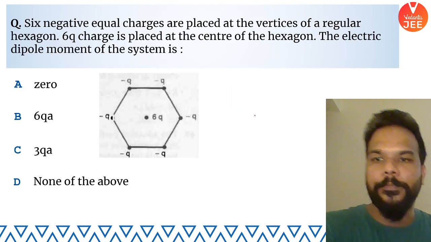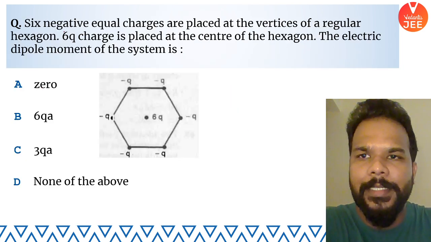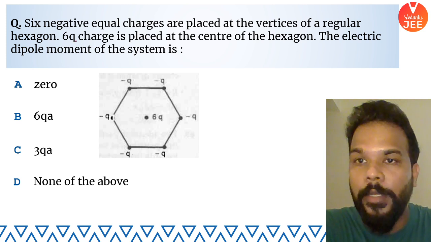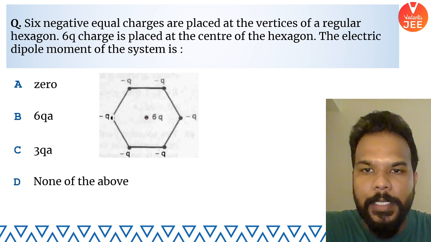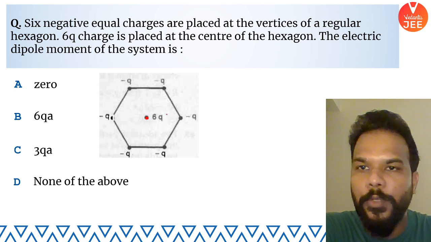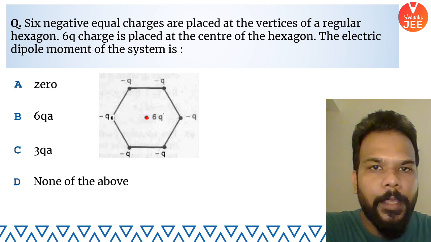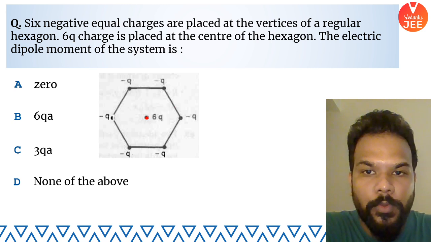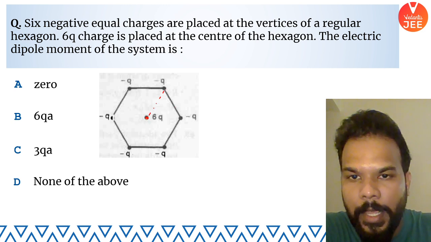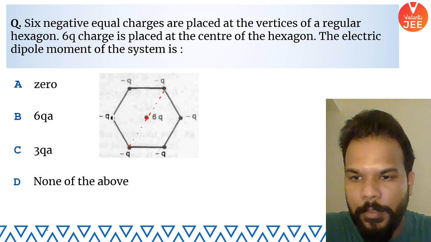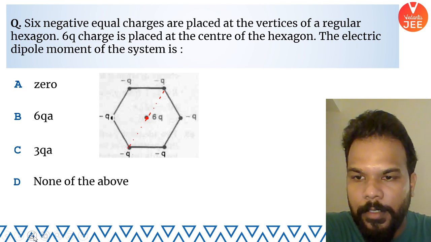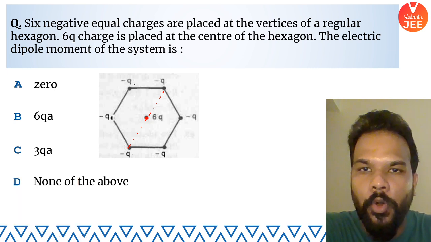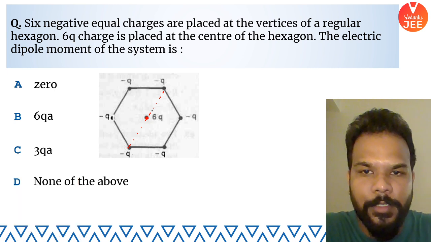Okay, now this one. This question says that 6 negative equal charges are placed at the vertices of a regular hexagon, and you can say that at the center 6 Q charge is placed, and the electric dipole moment of the system is being asked. So if you look at any two diagonally opposite charges, you can see that the center charge is creating dipoles with all the charges placed on the corners of the hexagon.